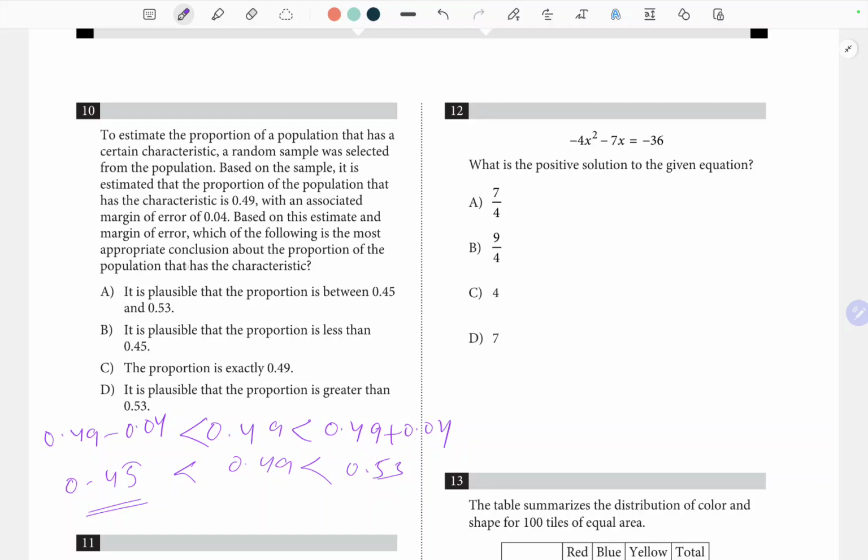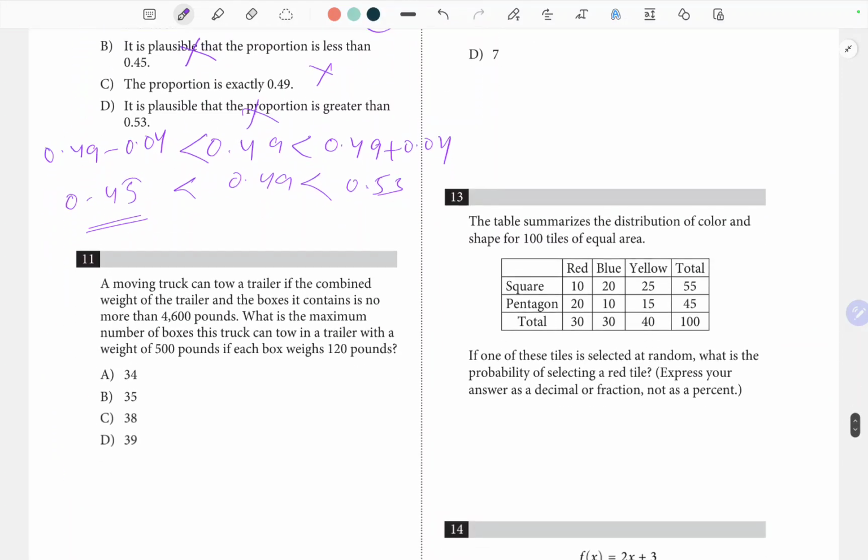Which of the following is the most appropriate conclusion about the proportion of the population that has the characteristics? It is plausible that the proportion is between 0.45 and 0.53. It looks right, so I will keep this as my option for now, but we cannot conclude yet because we have to look for the best possible solution. Option B says it is plausible that the proportion is less than 0.45 only. No. The plausible proportion comes in between 0.45 and 0.53. So A is the right option.